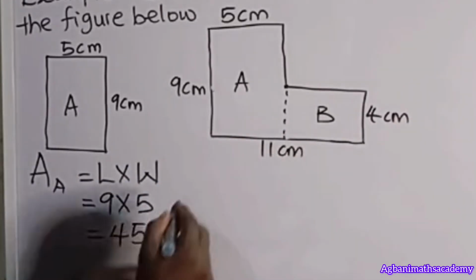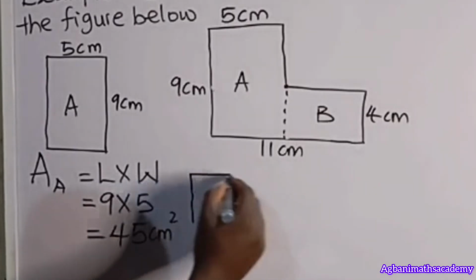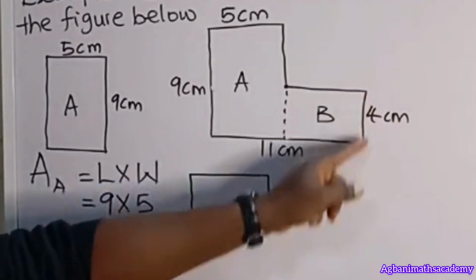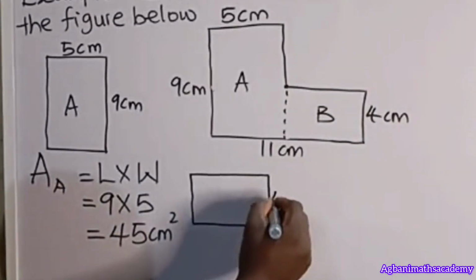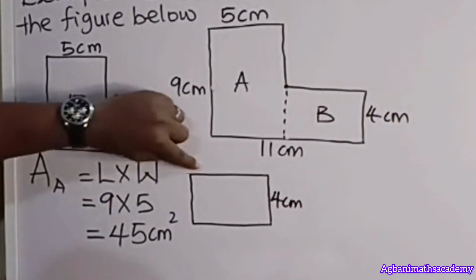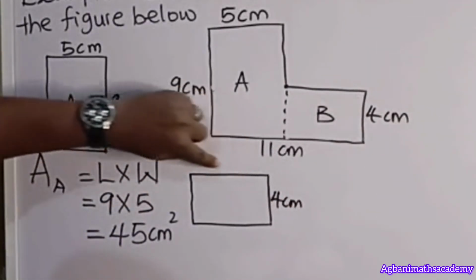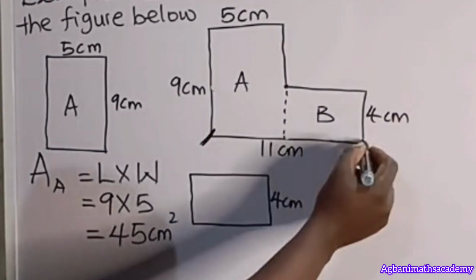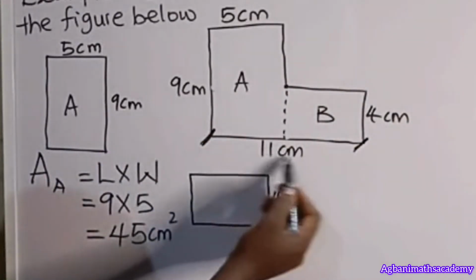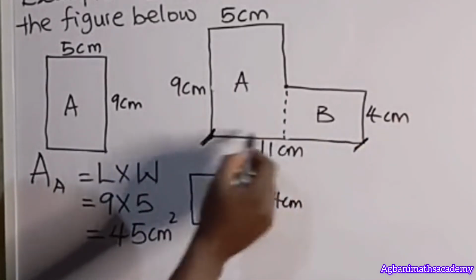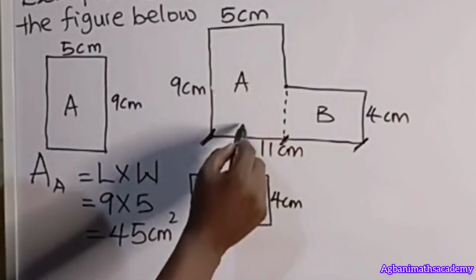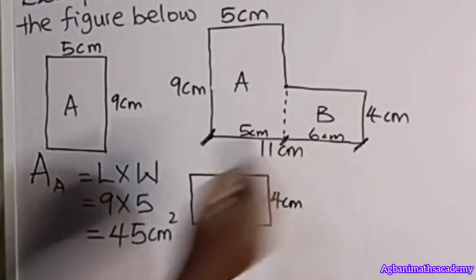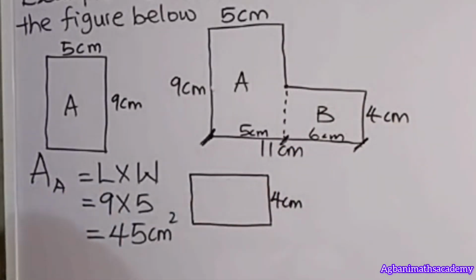Area of B. Let's draw B here. Now we know the width of B to be 4 centimeter. Do we know the length of B? What's the length of B? 6 centimeter, correct? So let's see how we got it. From here to here is 11 centimeter, but from here to here, we know it's 5 centimeter. So this side is 5. So this remaining part is going to be 6 centimeter.